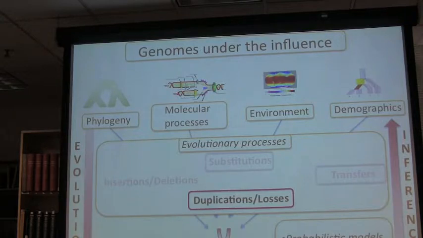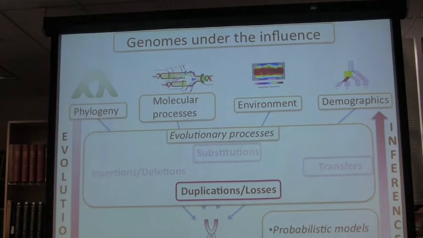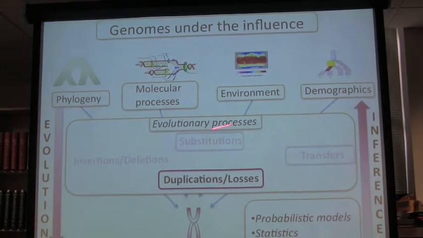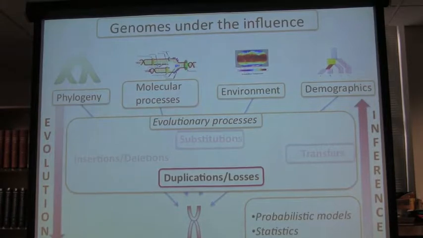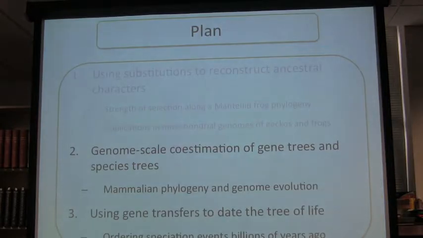So now, as I said when I described the plan, we're going to switch gears and focus on duplications and losses. It's another type of evolutionary process, and those factors leave traces through duplications and losses as well. In this case, I'm going to talk about a project where we are trying to co-estimate gene trees and species trees. And I'm going to focus on mammalian phylogeny as an example of this approach.